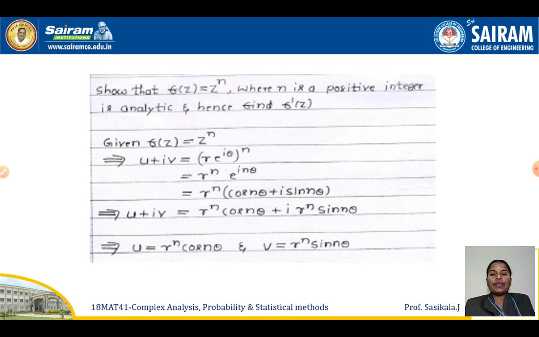So show that f of z is z power n, where n is a positive integer, is analytic, and hence find f dash of z. So given f of z is equal to z power n. And what is your f of z? It is u plus iv, which is equal to r into e power i theta, the whole power n. Here also you can't choose Cartesian form because it's very difficult to make the real and imaginary parts. Okay. So r power n into e power i n theta, which is equal to r power n of cos n theta plus i sin n theta. So again the real and imaginary parts we can find here as u and v terms.